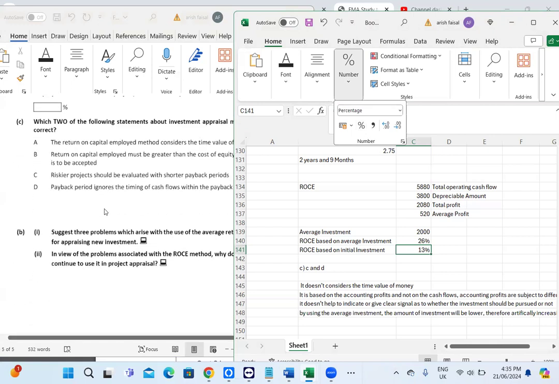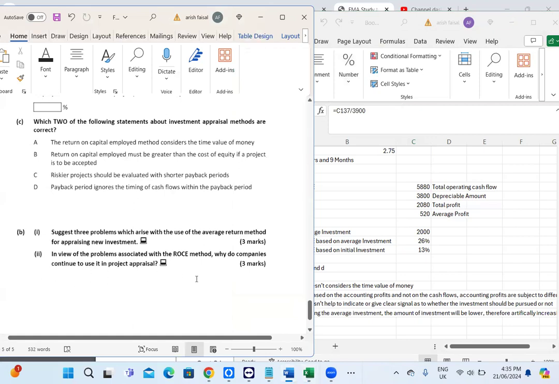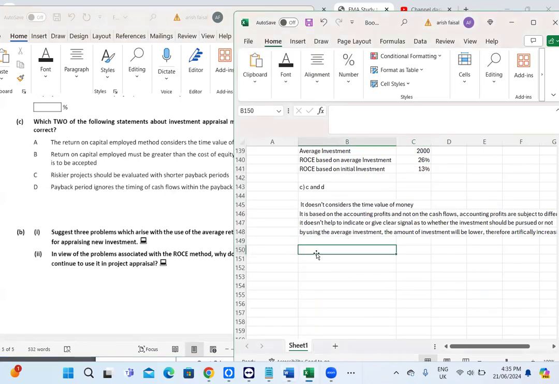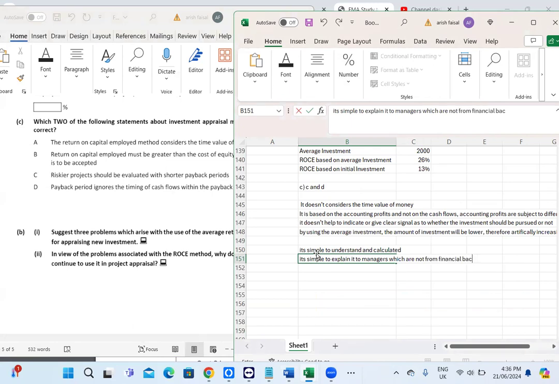But still, why do companies still prefer it? Why do companies continue to use it in a project appraisal? Obviously, because it's simple to understand and calculate. Okay. It's simple to explain to managers who are not from a financial background. And the information required to calculate it is already available from the income statement and the balance sheet. The information required to calculate the ROC is readily available from the financial statements.